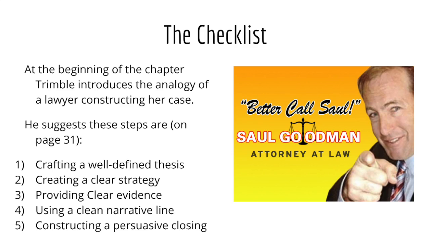One of the things I do like, and one of the things that you all pointed out in your answer to the question about middles from the reading quiz, was that you like this checklist that Trimble provides. It's kind of at the beginning of the chapter. He introduces this analogy of the lawyer, as I mentioned. And on page 31, at least of the current edition of the book, he gives us 5 steps, a checklist.